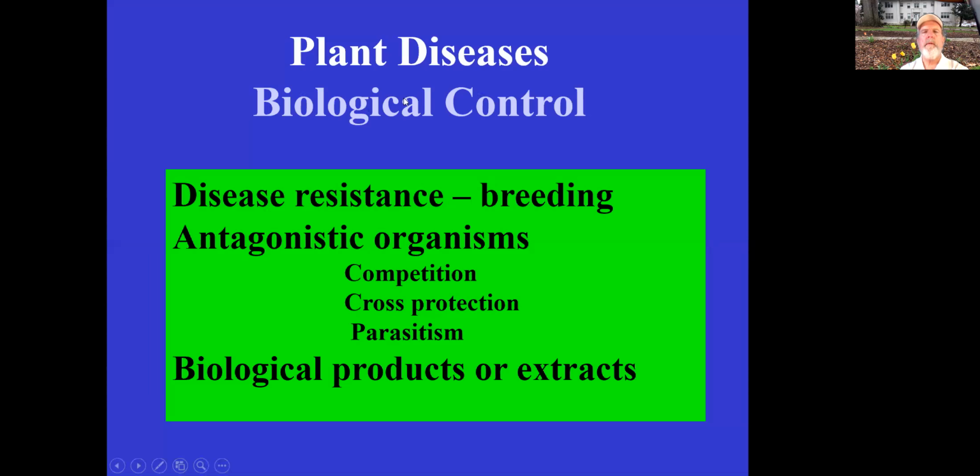Here's some ways of biological control. We talked about disease resistance through breeding. There's antagonistic organisms, like the competition and cross protection of the crown gall. Sometimes there's certain fungi that researchers find that can parasitize some of the other fungi, the good fungi against the bad fungi. And then there's biological products or extracts. You've probably seen these at garden centers. There's cinnamon oil, there's neem oil, there's just kind of a lot of products on the market.